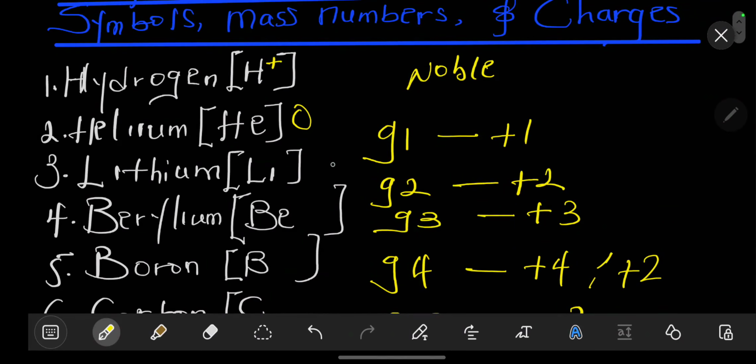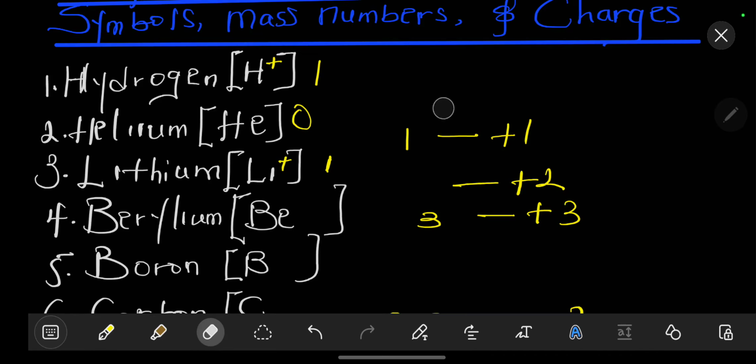Now the charge for lithium. Lithium also belongs to group 1, and since it belongs to group 1, it possesses a plus 1 charge. So it belongs to the same group as hydrogen. Like I said, I don't want to digress too much into the periodic table, so I'll save that for a different video entirely. Now let me erase this so I can have some space here.